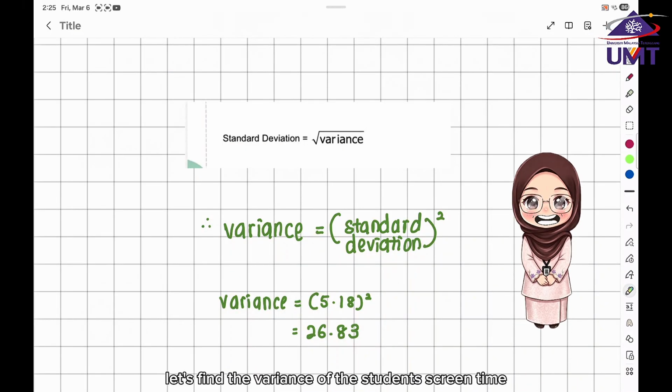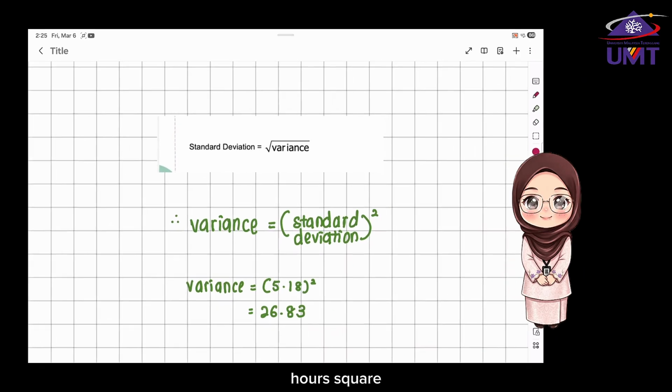Lastly, let's find the variance of the student screen time. Variance is a number that tells us how spread out the data is around the average. To find the variance, we just square the standard deviation. Variance equals 5.18 squared equals 26.83. This means the average squared difference from the mean screen time is about 26.83 hours squared.